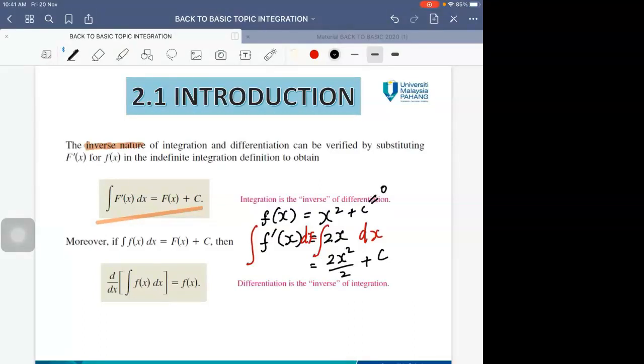All right. So this will give you x squared plus C. It means that we get back what we have here. So that's why integration is the inverse of your differentiation. So that is the basic idea. If I'm too fast, if you want to ask anything, you may interrupt. We do two-way communication.